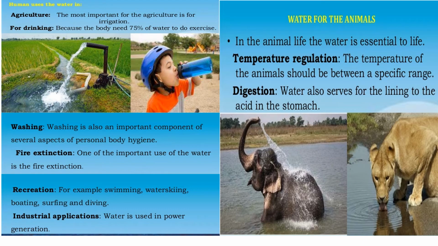Humans use water in agriculture, for drinking, washing, fire extinction, recreation and industrial applications. In animal life, water is essential for temperature regulation. The temperature of the animal should be between a specific range. And second, for digestion. Water also serves for the lining of the acid in the stomach.